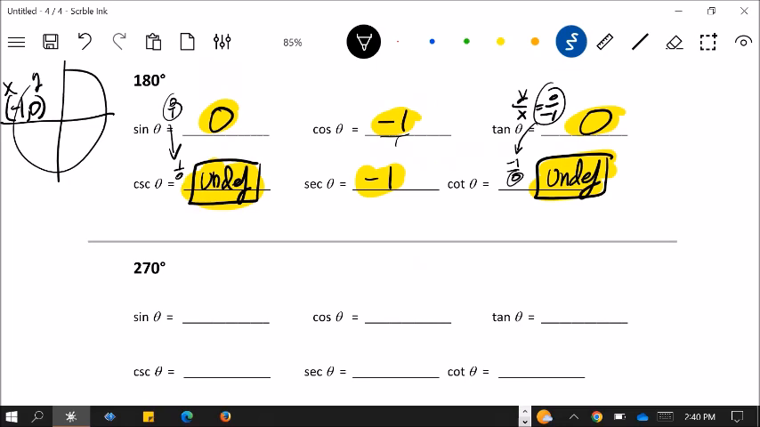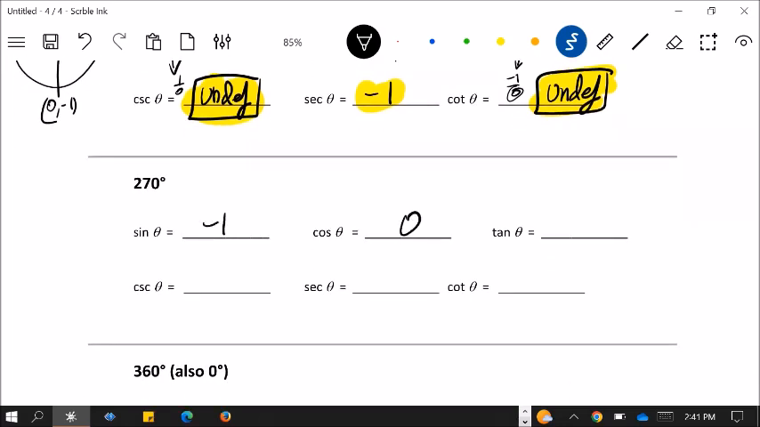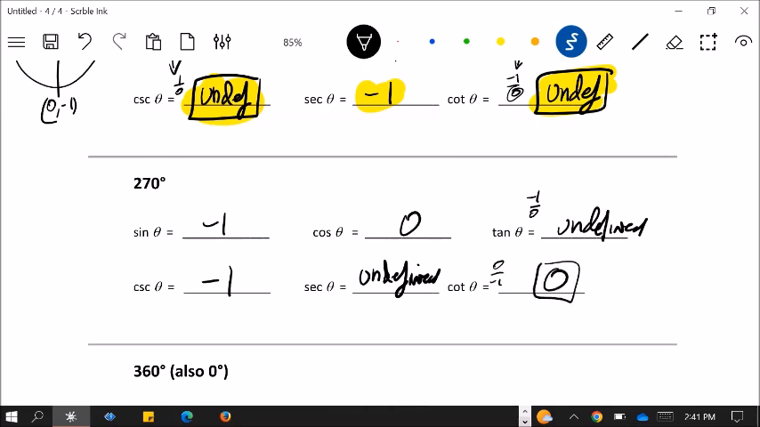For 270, that's at 0 and -1. So we have a -1 and a 0. This one would be 0. Oh, let's see. No, that one's 0 over 1. So that means this one is undefined. And here we have -1 again. So for the tangent, if cosine is 0, it's on the bottom, which means this is undefined. And then for the reciprocal, that's 0 over -1, which is a perfectly fine 0.